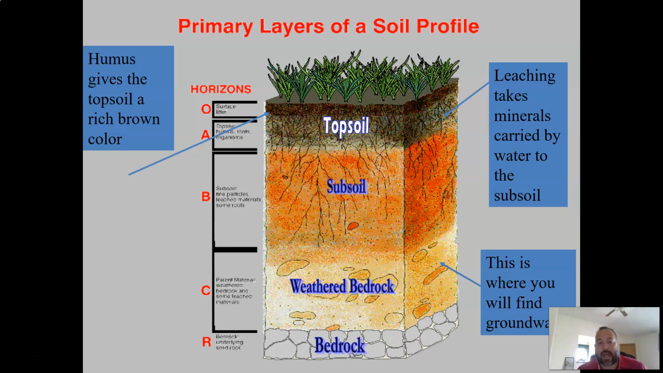So starting from the top, our layers are O, A, B, C, R. Organic matter, topsoil, subsoil, weathered bedrock or parent material, and bedrock. O, A, B, C, R. Organic material, topsoil, subsoil, weathered bedrock or parent material, and then bedrock.